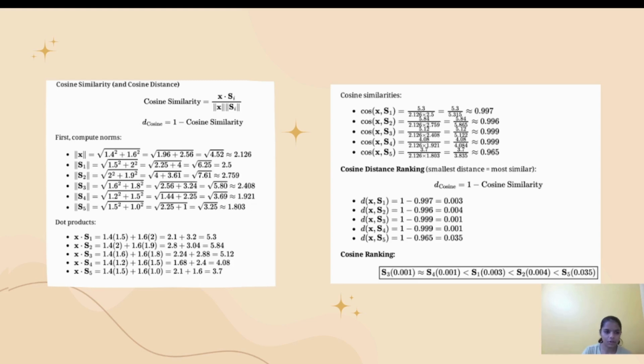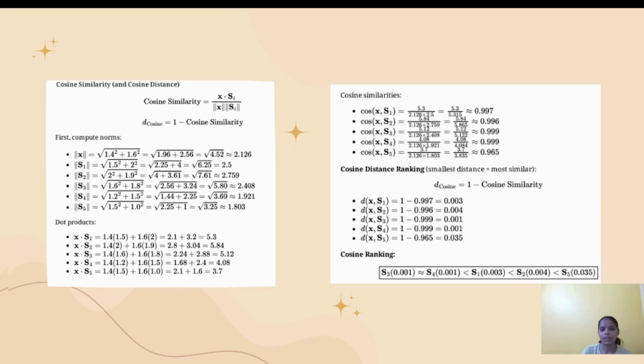Now performing the dot product. As we know the value of x, which is 1.4 and 1.6 from our query vector, and S1 having 1.5 and 2. As attribute values for S1, attribute 1 is 1.5 and attribute 2 is 2. We substitute and calculate, so our dot product is 5.3. Similarly, we will calculate our dot product for all the remaining.